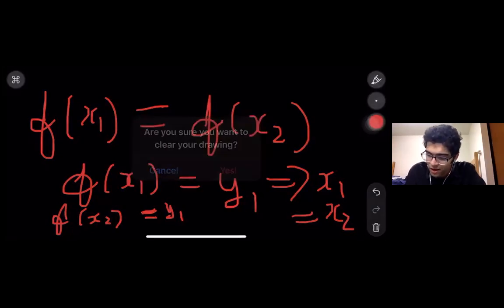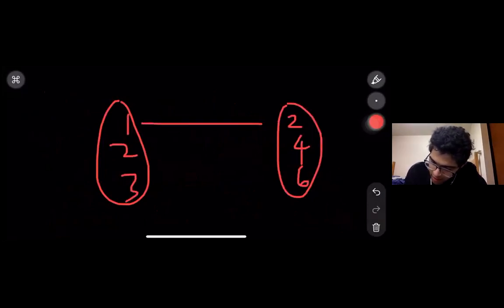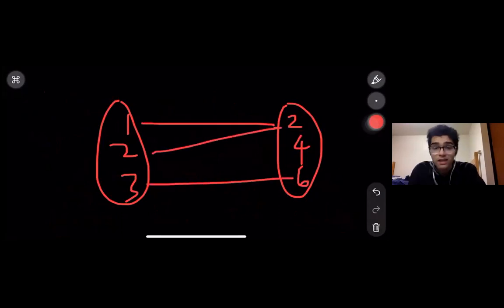Like for example, if you look at this function which I drew initially, we had 1, 2, 3, and we had 2, 4, 6. So here we had 1 mapped to 2, we had 2 mapped to 2, and 3 mapped to 6. So here we have f of 1 is 2. We also have f of 2 is 2. So we have f of 1 equals f of 2. Okay? But 1 and 2 are not the same. So f of 1 equals f of 2 does not mean that 1 equals 2.